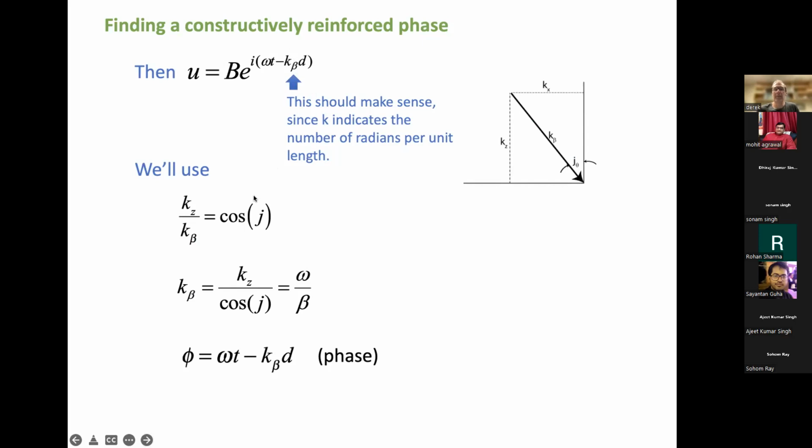And then we will use these formulas. k sub z over k sub beta is equal to cosine of j, the angle of incidence here. So k sub beta is equal to k sub z over cosine of j, which equals omega over beta. And then the phase is just omega t minus k sub beta times d.